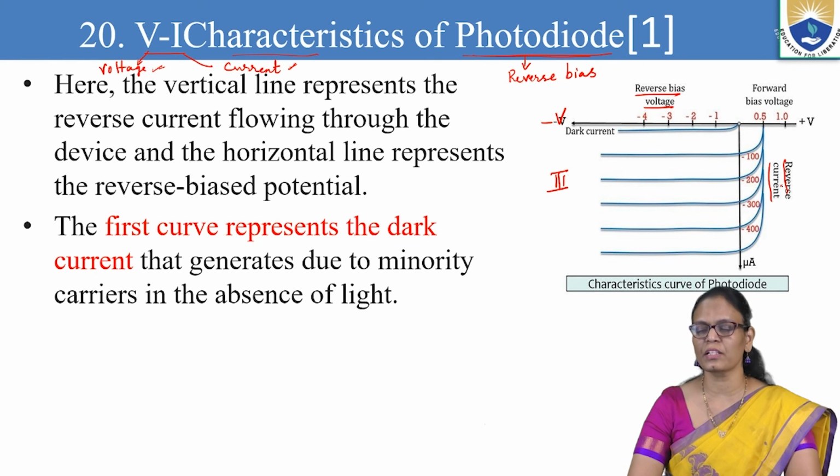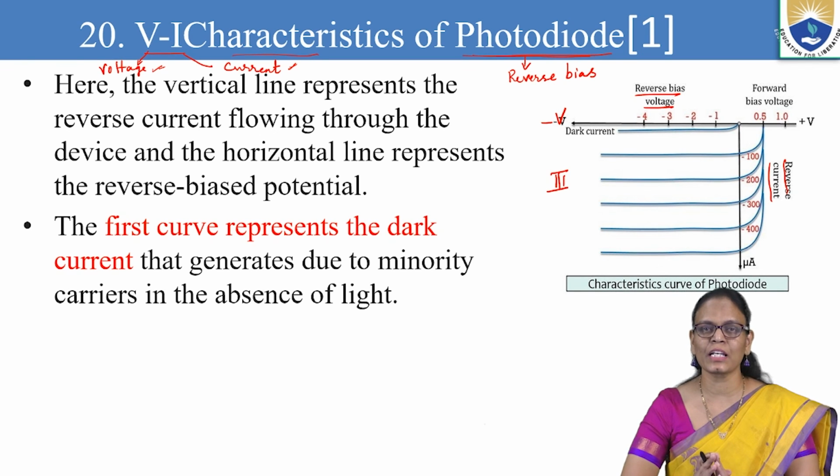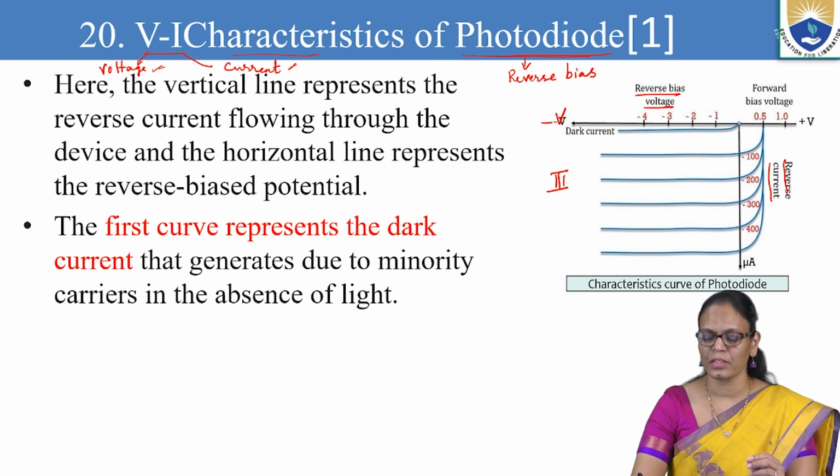So initially in the photodiode, when the PN junction is formed, there is a barrier which stops the further movement of electrons and holes, but there will be a small current due to the minority carriers, even before the light is incident on the junction, and that current we call dark current. The dark current is without the incidence of light.